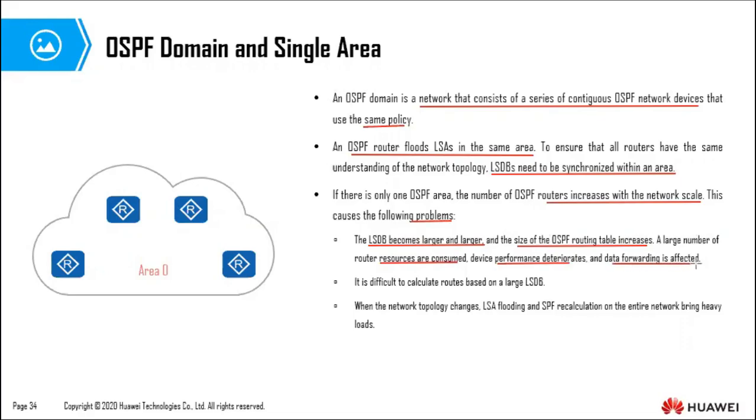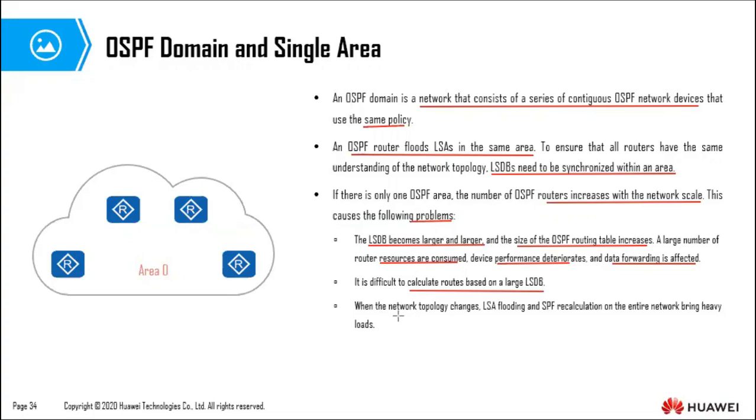So it is also difficult to calculate routes based on a very large LSDB. Remember, we create routes by using the SPT, the shortest path tree, where we make ourselves the root of the tree. So if we have so many routes, then this tree is going to be quite complicated, right? And thereby we are going to use more CPU resources to calculate it.